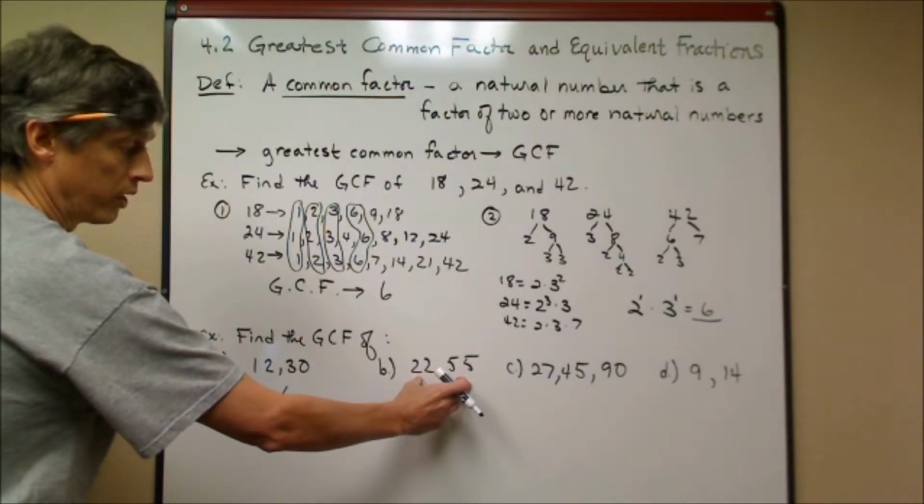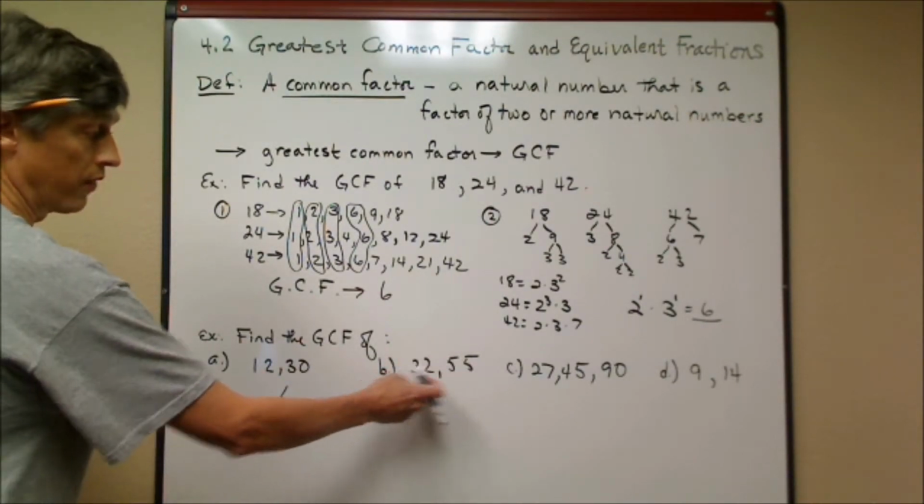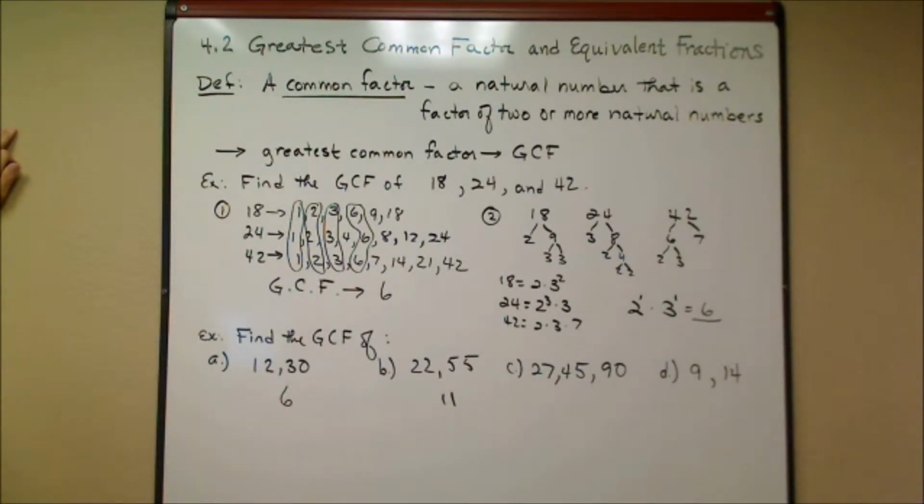Here, they're 22 and 55. They both have the same digit twice. That makes me think of 11. 11 goes into that. 11 goes into that. That is the largest number that is a factor to both. That's my GCF. Now, the next one, I have 3 numbers, like my first example, and so I have to look at 27, 45, and 90.